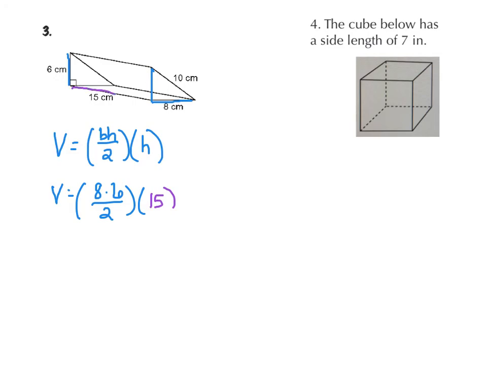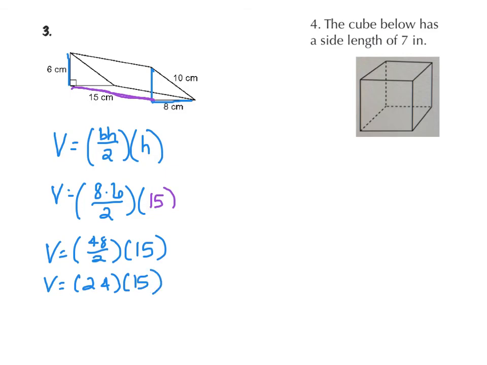Because this line connects your two bases. It connects your two triangles. So 8 times 6 is 48, divided by 2, times 15. 48 divided by 2 is 24, times 15. We get 360 cubic centimeters.